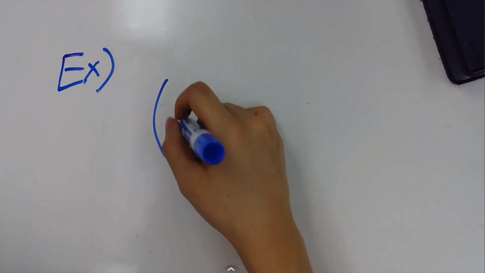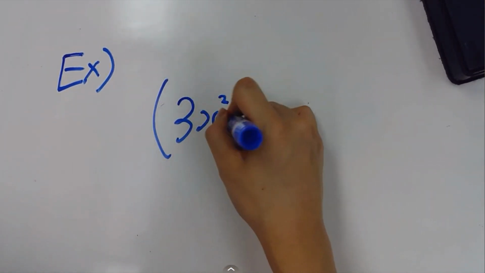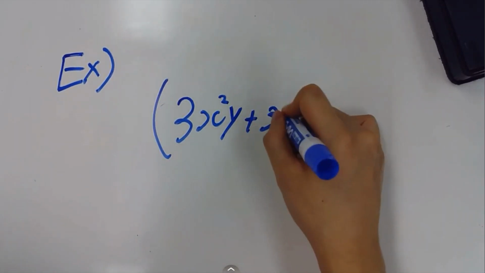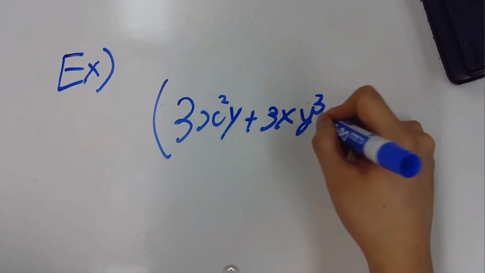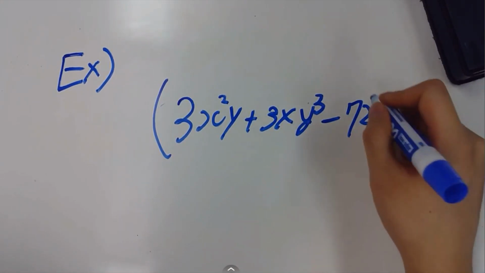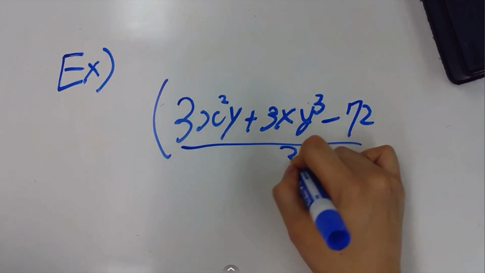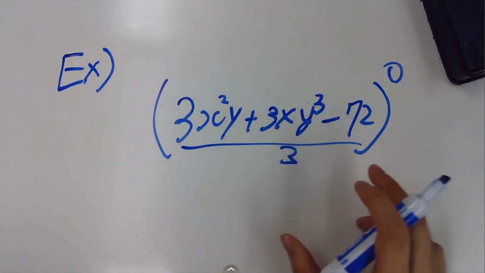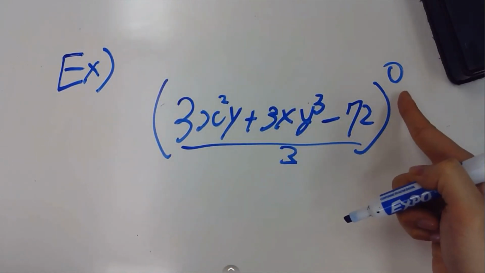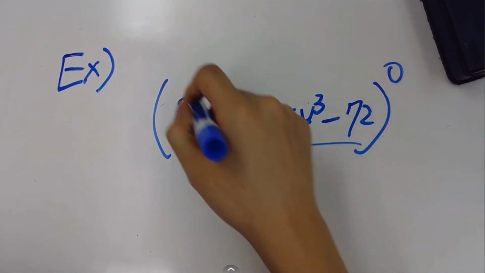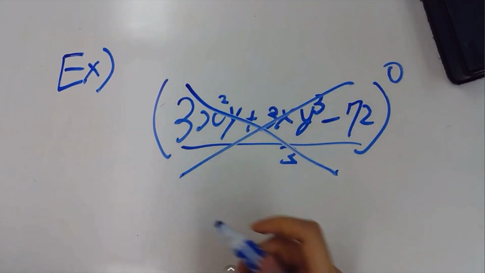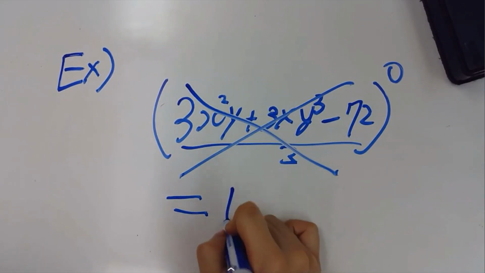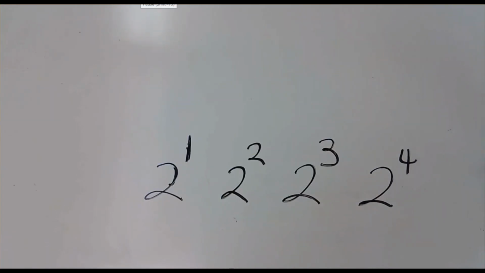So for example, if I have 3x squared y plus 3xy cubed minus 72 over 3, to the power of 0, yes, it looks scary, but we also see that it's to the power of 0. What does that mean? We can literally ignore everything that's inside and make it equal to 1. So now we have learned that anything to the power of 0 is equal to 1.